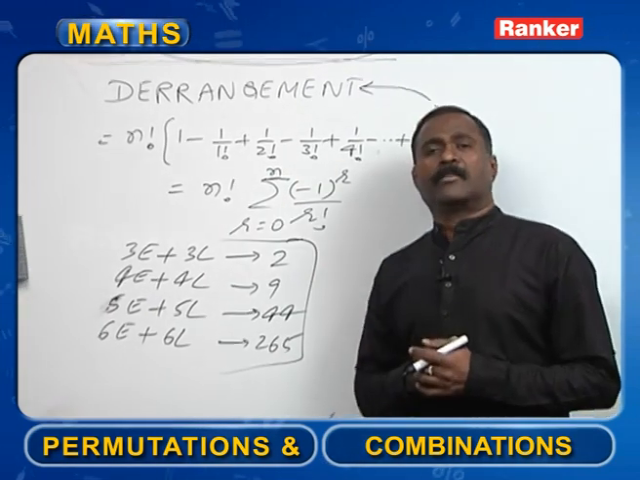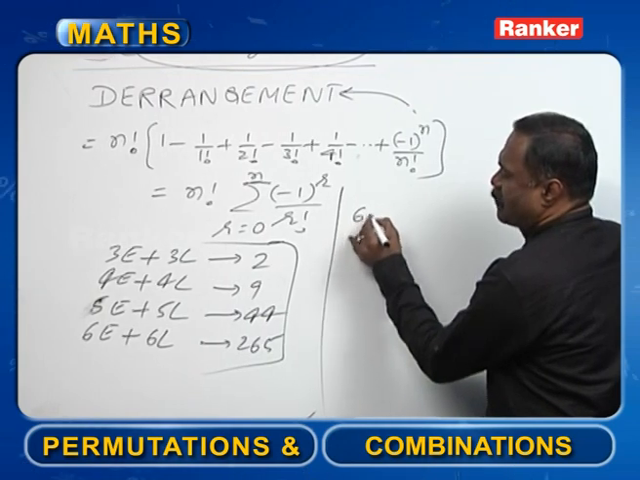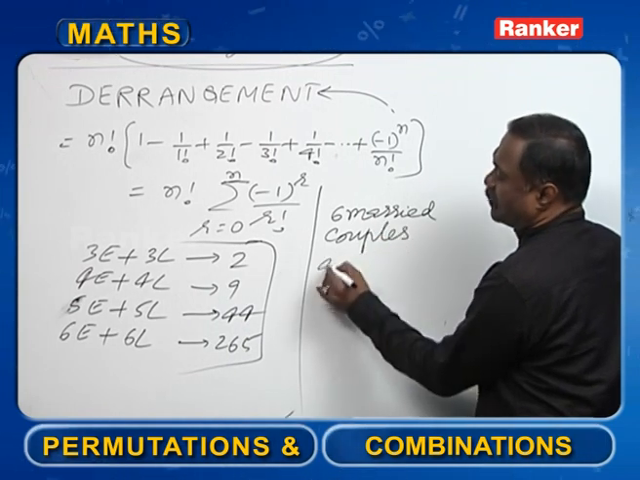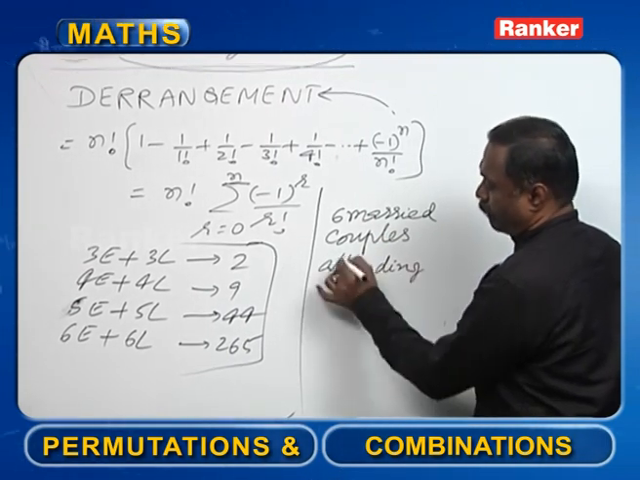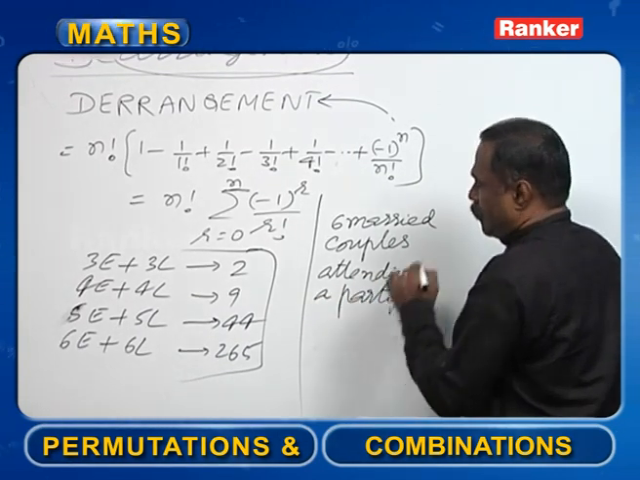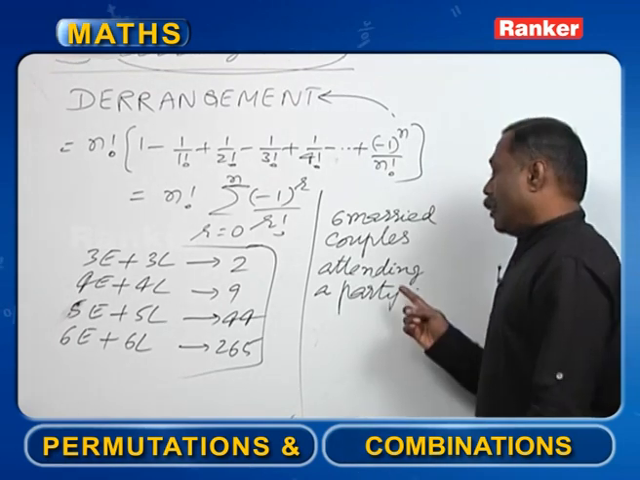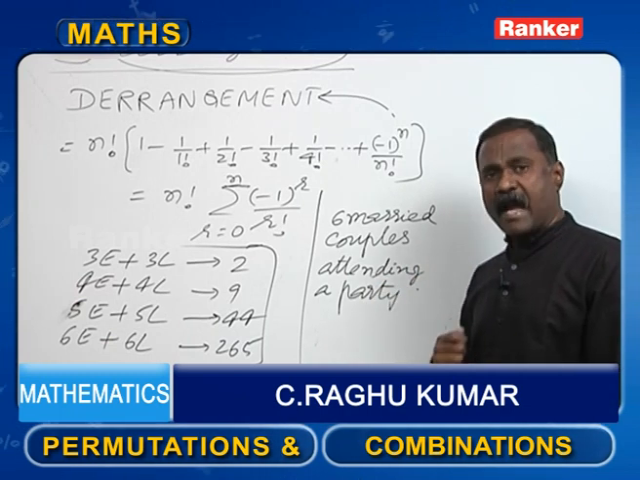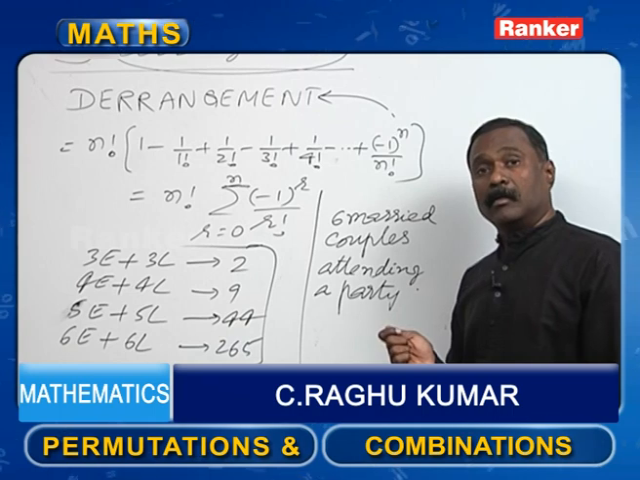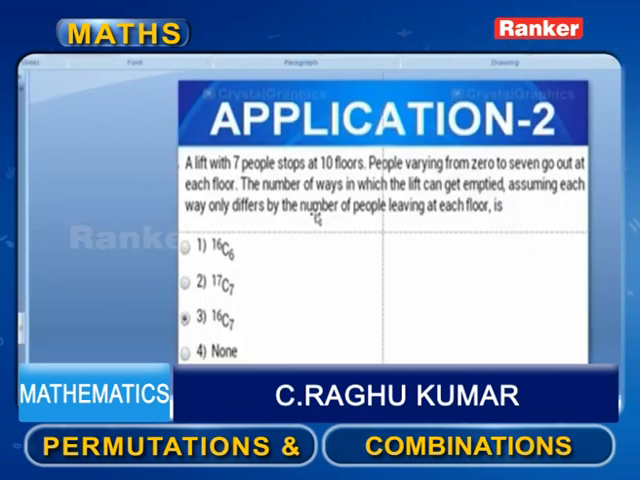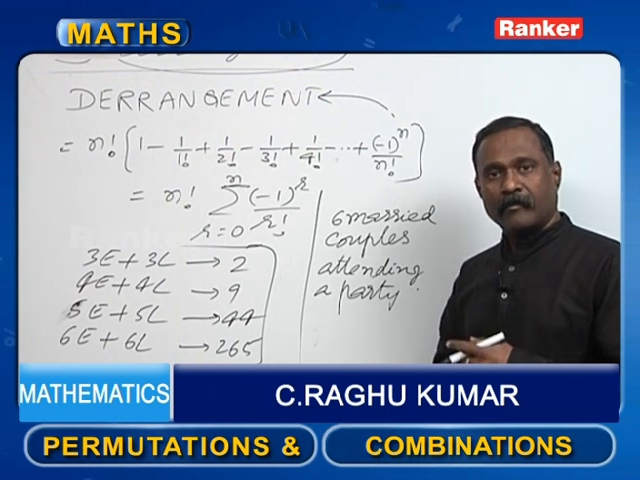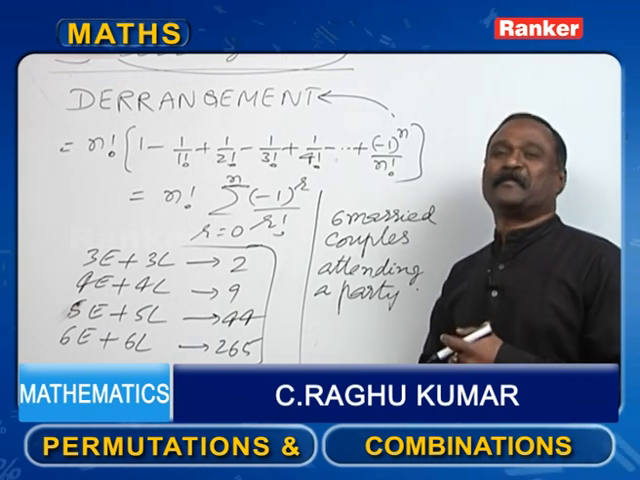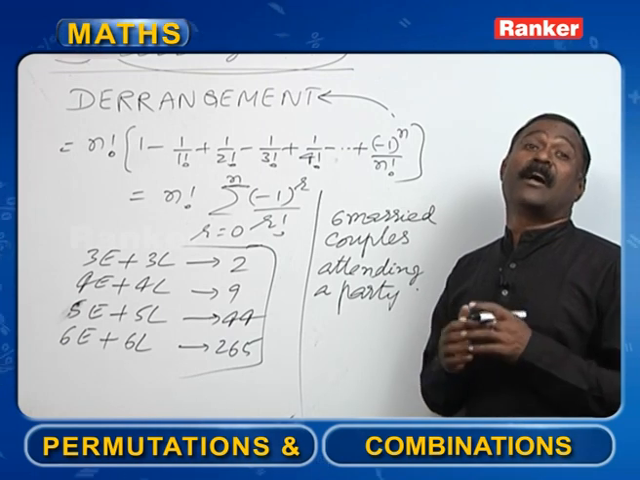So this is nothing but the de-arrangement. So let us take a problem. There are 6 married couples attending a party, then the condition is they have to dance with the other person, other gender, in such a way that no wife should dance with her husband. No wife should dance with her husband.